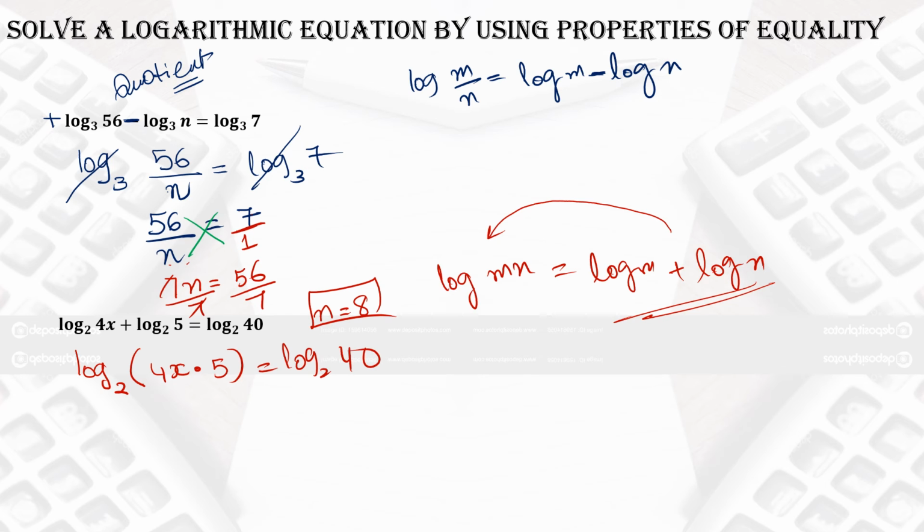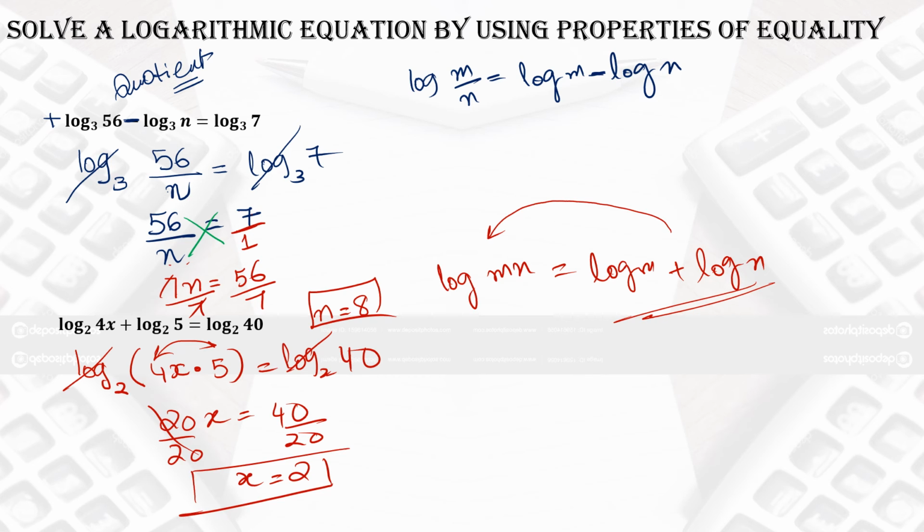Now only one log is written on the left side and one log on the right side, so just cancel them with each other, avoiding one step. So 4x times 5 gives you 20x equals 40. Divide both sides by 20 in order to find x, and 40 divided by 20 gives you 2.